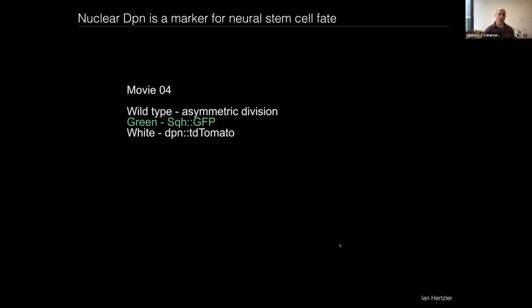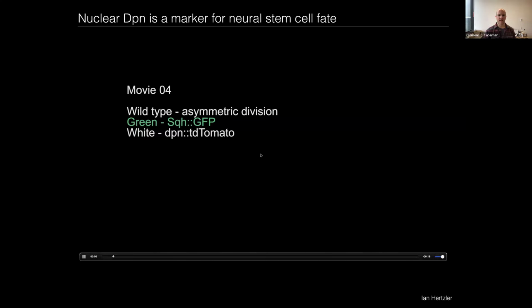Now, we wanted to know, if we're looking at actual cell fate markers, what is the outcome of these divisions? And so Ian Hurstler, another postdoc in my lab, engineered this deadpan tomato transgenic line at the endogenous locus. Deadpan is a neural stem cell marker, which is often used to assess what the fate of these cells is.